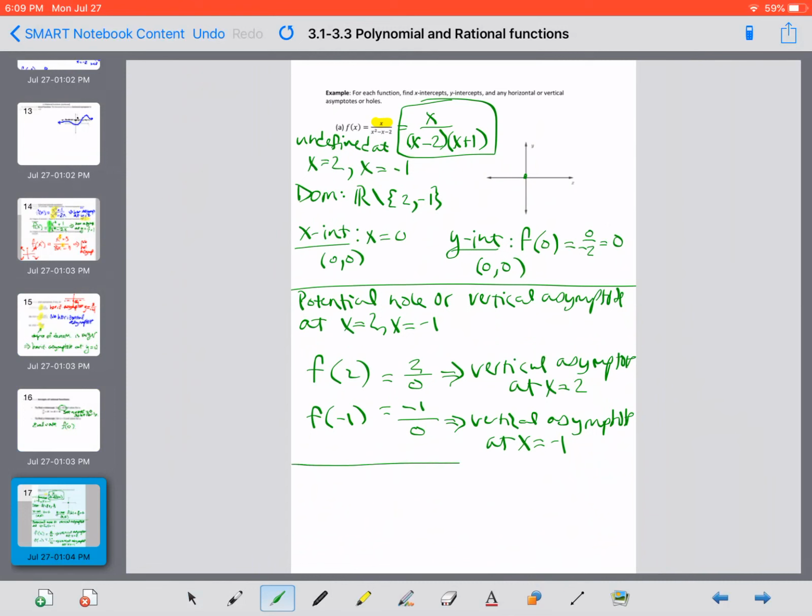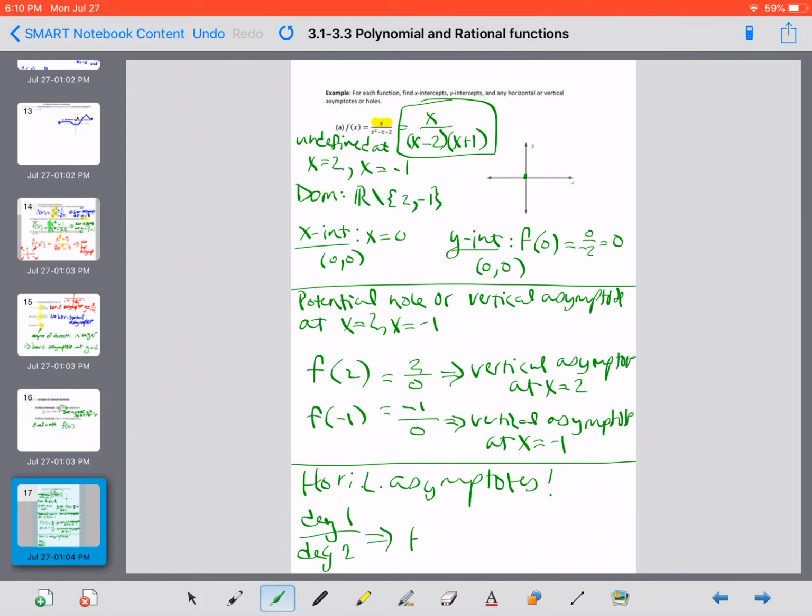And the last thing we want to know is, do we have any horizontal asymptotes? This is what we just talked about in this video. To find any horizontal asymptotes, we compare the degree of the numerator to the degree of the denominator. The numerator has degree 1. It's just plain x, right? So we have degree 1 on top, and on bottom we have degree 2. It's a quadratic. Since the degree of the numerator is smaller than the degree of the denominator, we're going to have a horizontal asymptote, HA, at y equals 0. Anytime the degree of the denominator is bigger, your function is going to head towards y equals 0.